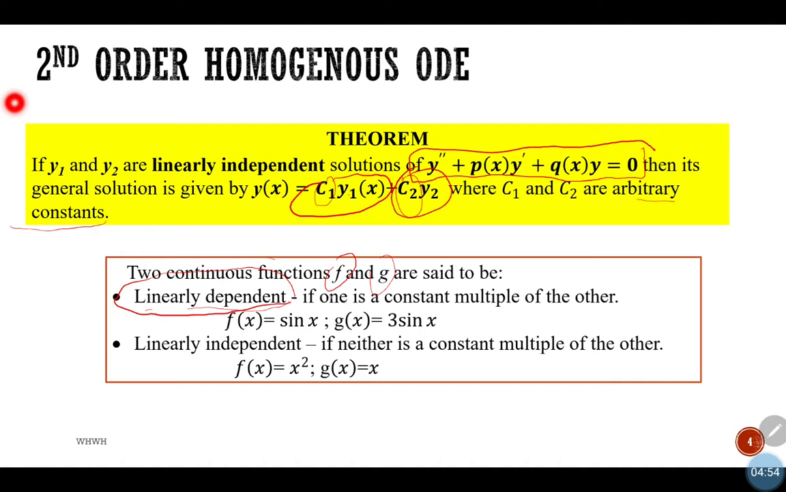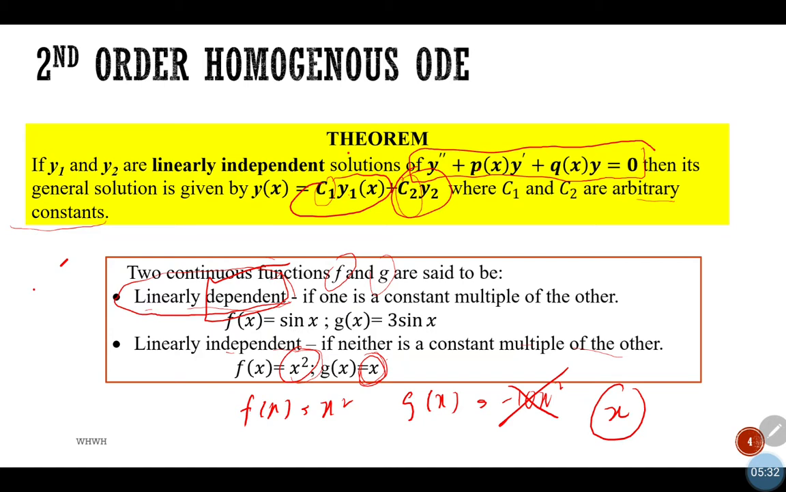They are just constant multiples. But if linearly independent, it is neither a constant multiple. There is no relation, it is not just a number of times. Like this, f(x) is equal to x squared, g(x) is equal to x. It means here x and x squared are not constant multiples. Unless here f(x) equals x squared, then g(x) equals negative 10x squared. Yes, this one, if negative 10x squared, it becomes linearly dependent. But for this case it is not minus 10x squared, it's just x, so it's not a constant multiple, then it becomes linearly independent.